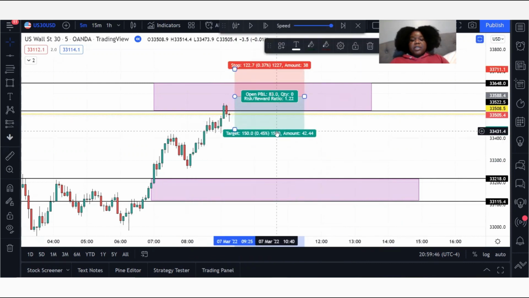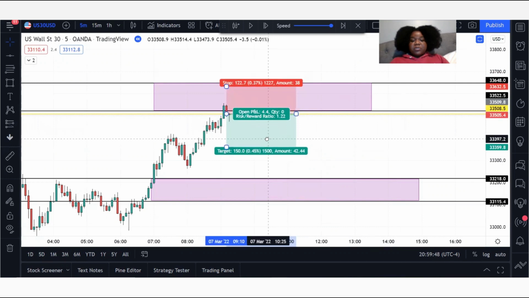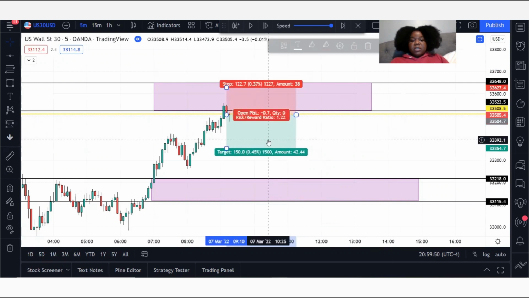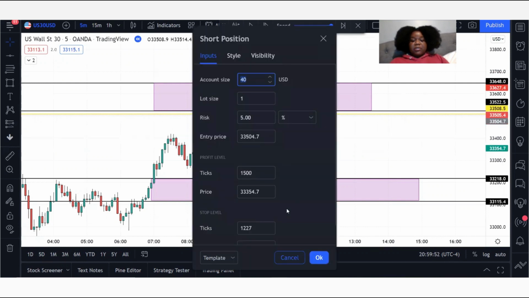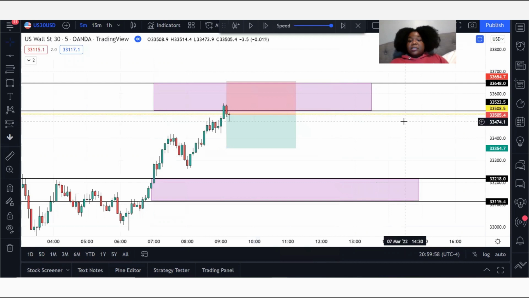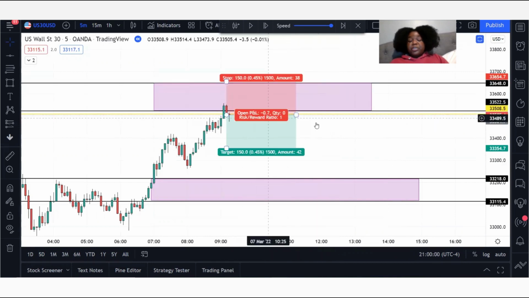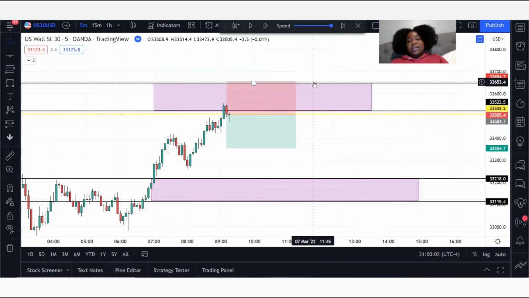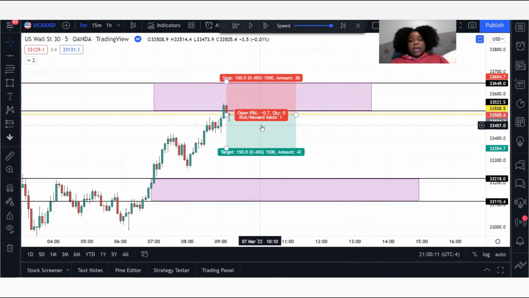Oh, that was my TP. Oops, I just moved it. That was my TP right there. I'm like, wow, it didn't even move anything. 150. That's good. So we are definitely protected around this zone. I usually like to get a little bit more, but $150 is already a lot of money, so I don't want to go beyond that.